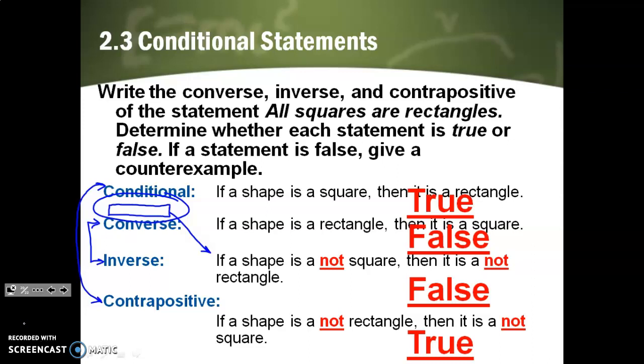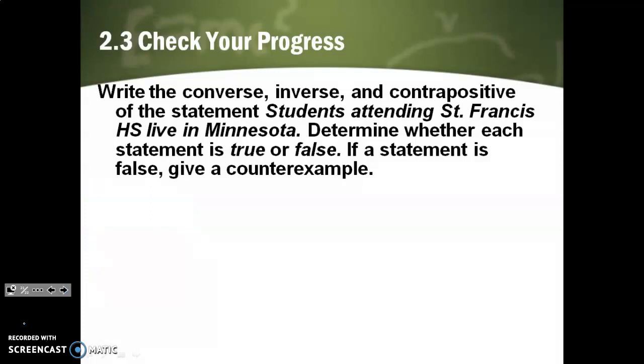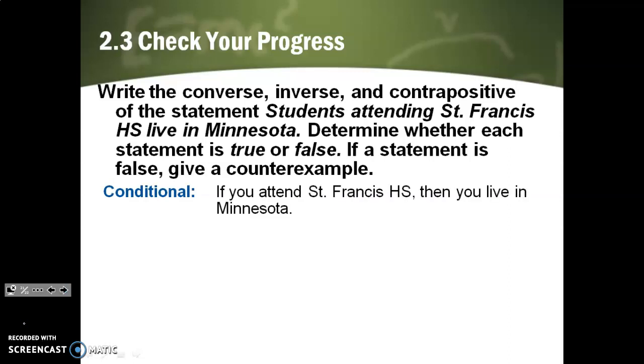So try this last example. Go ahead and try to do it on your own. This one's always fun in class when we have a foreign exchange student in class. It's always open to debate, but I always say if they're going to school here, they're living here at this time. So go ahead and pause, try to do it on your own, or if you want to do it as we go through it here, you can do that. Just check if you're right.